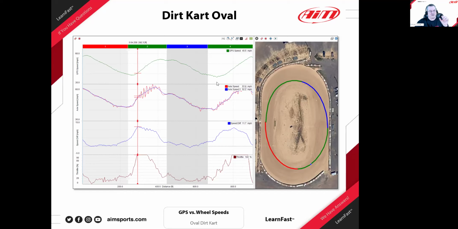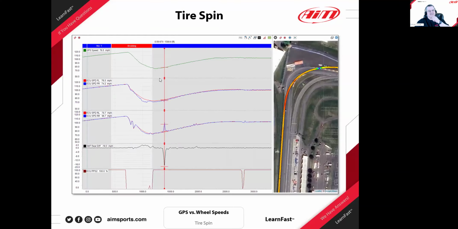And the acceleration zones and the two corners on each end, and the GPS is helpful to us to get that track to be very consistent, but we really want to know that tire spin as well. So very, very valuable in a dirt cart oval setting. The next one is tire spin.